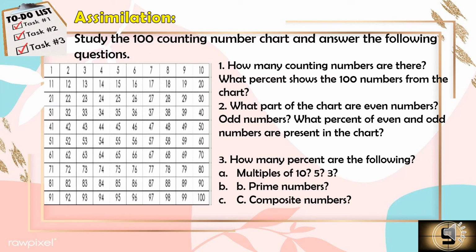And number 3, how many percent are the following? A, multiples of 10, multiples of 5, and multiples of 3. And then for letter B, how many percent are prime numbers? And for letter C, composite numbers.